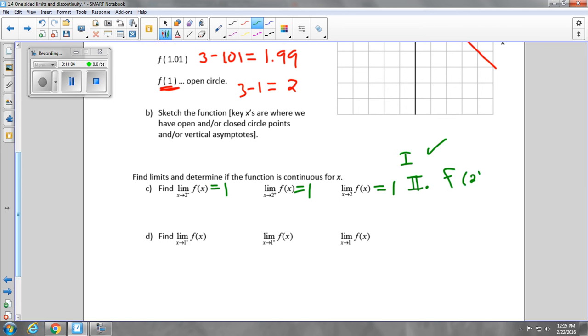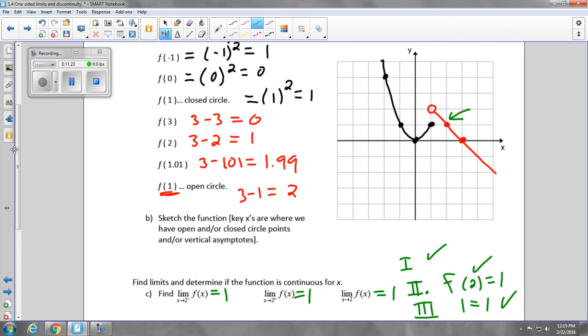F of 2 is equal to 1. So again, that checks out too. And we also say, so for 3, 1 is equal to 1. The point matches the limit. So this one is continuous. So yeah, that's continuous. Okay, now for the last one here, quickly.